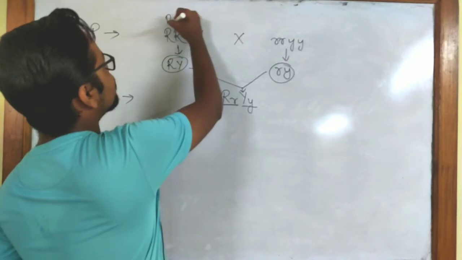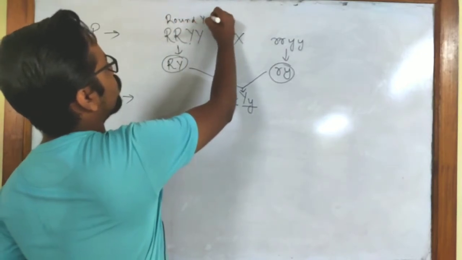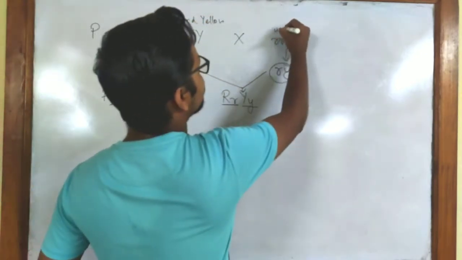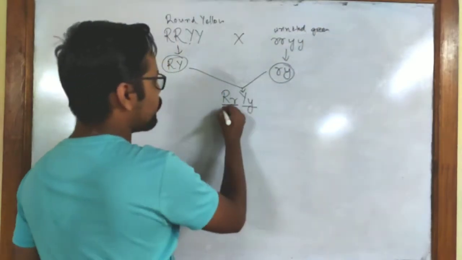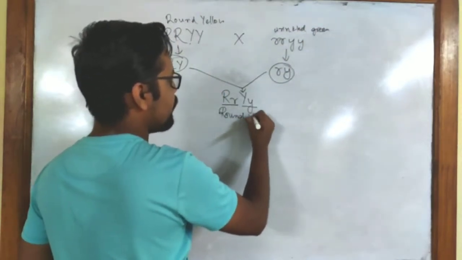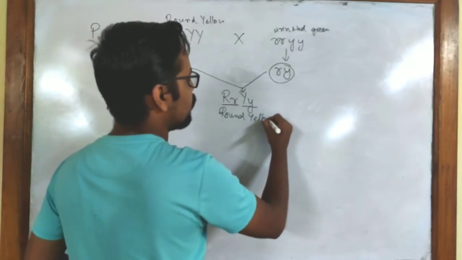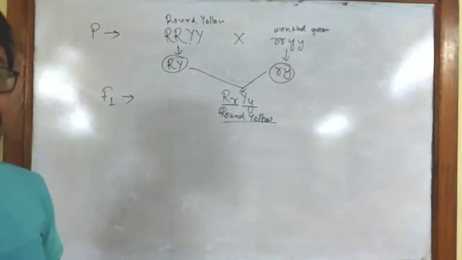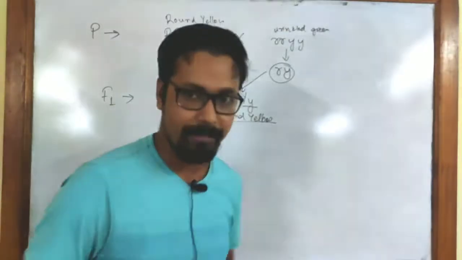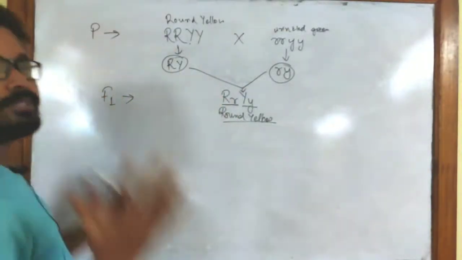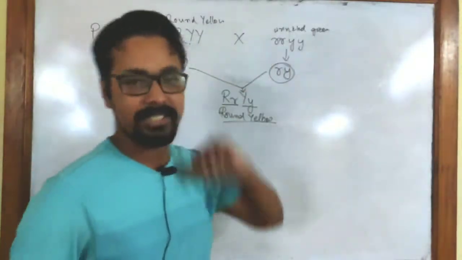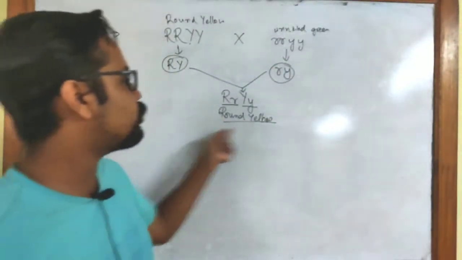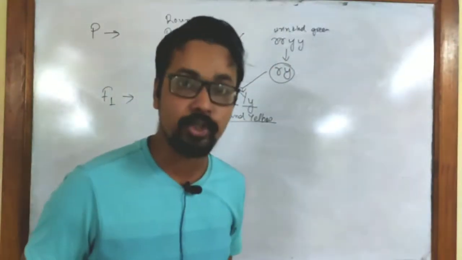So this was round and yellow, this was wrinkled and green. What do we get? We get round and yellow, means the dominant characters are expressed just like in case of monohybrid cross. So again the same situation, we took two homozygous, one dominant and one recessive plant, and what we got was a dominant character, no recessive character is being shown.